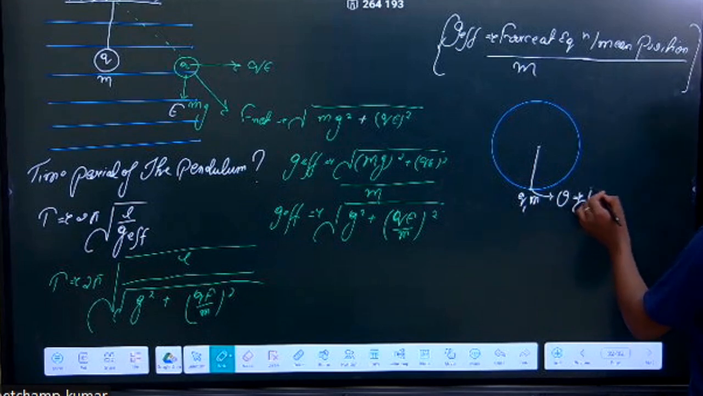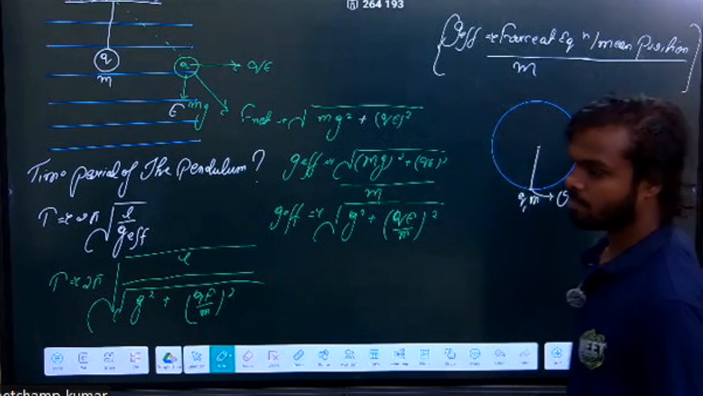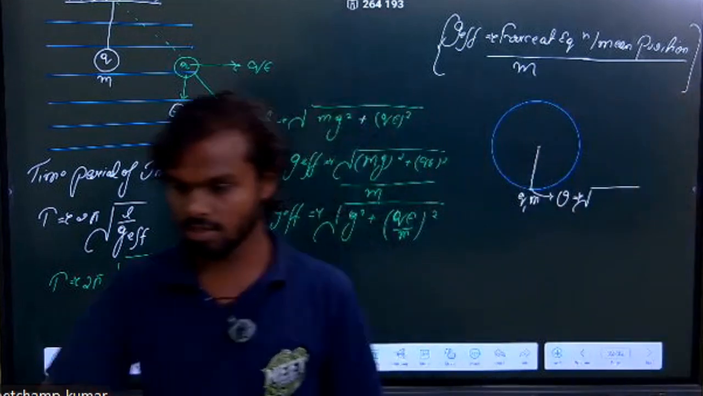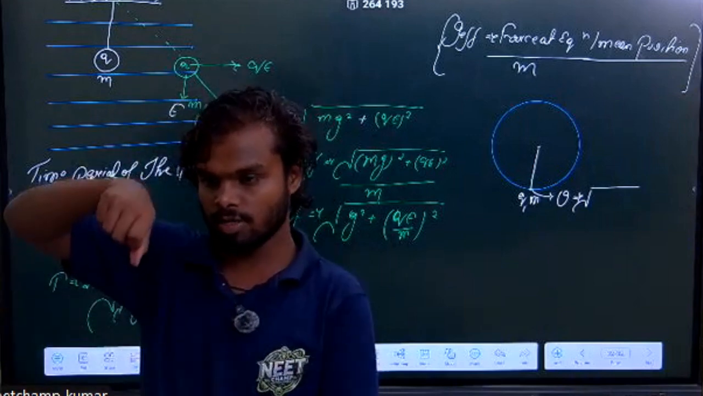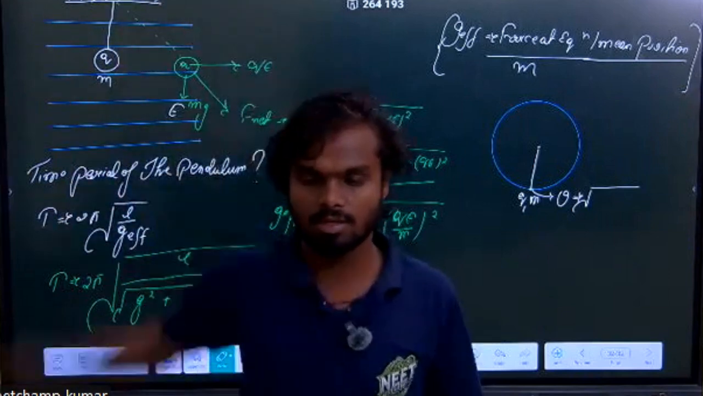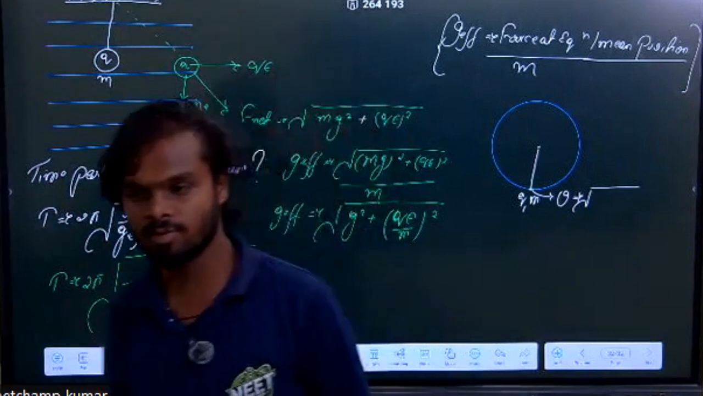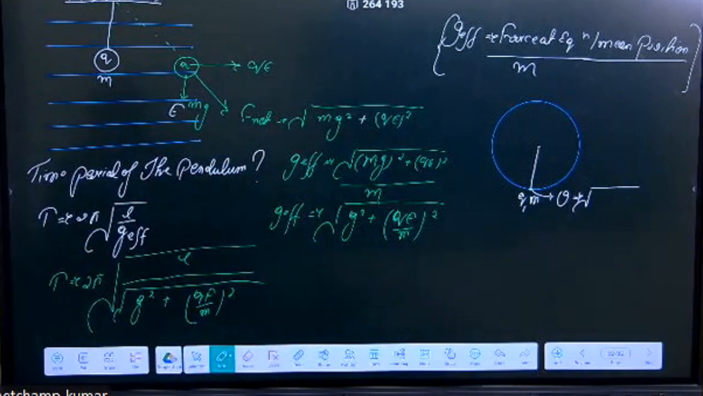Does anyone remember what is the minimum velocity we require to make a complete circle? Suppose I take a thread, put one particle on it, and want to make a complete circle like this. So what is the minimum velocity I will require? Anyone remember? Anyone who has completed class 11, do they remember what minimum velocity is required?